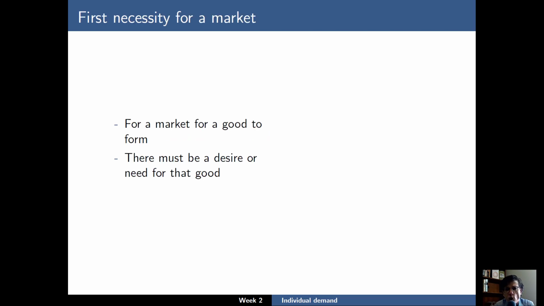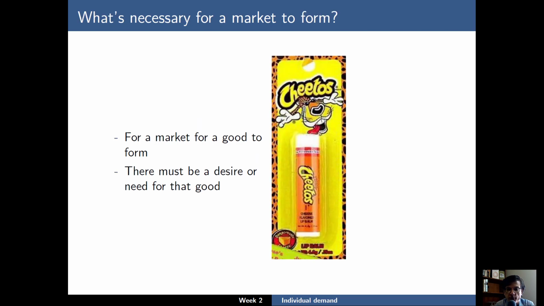Now, before we start talking about demand, I want to talk about some of the precursors that are required for there to be a market. For a market for a good or service to form, there has to be a desire or need for that good. And I have an example for you from about 15 years ago. About 15 years ago, there was a product that was launched, and that was Cheetos flavored lip balm. This was not a huge hit, as you might imagine.